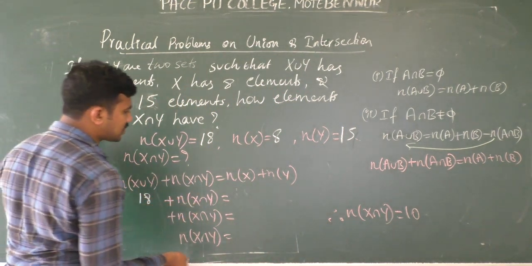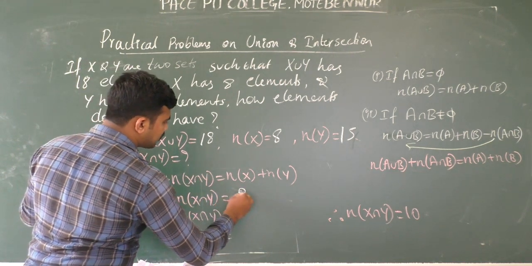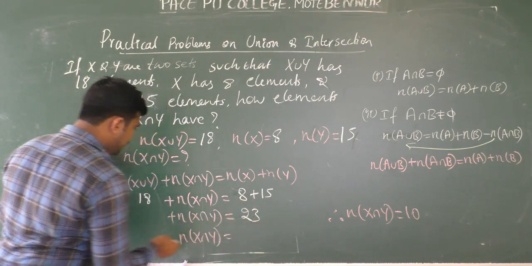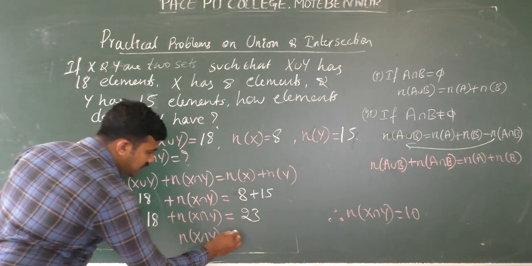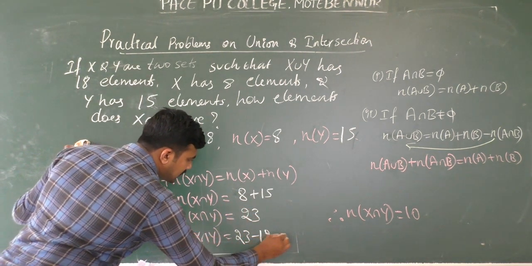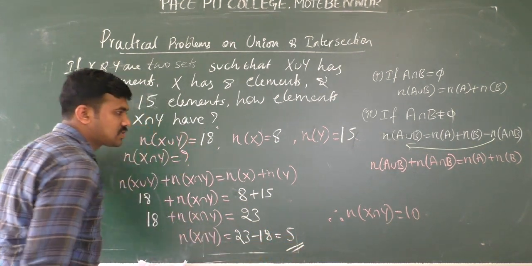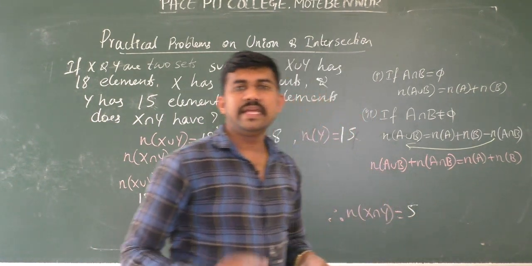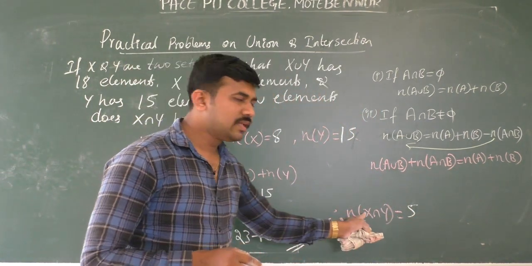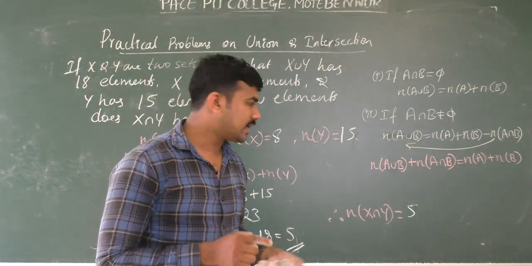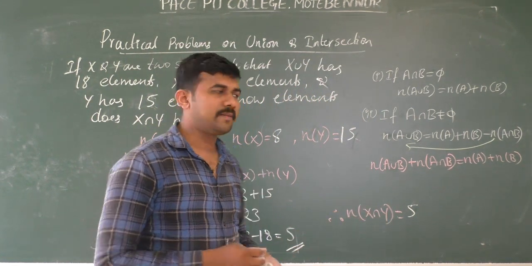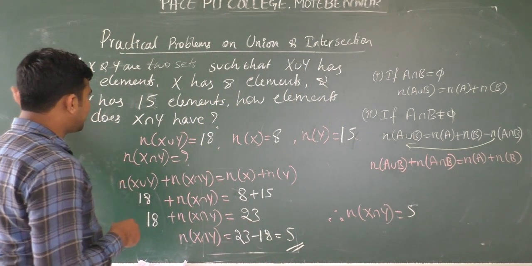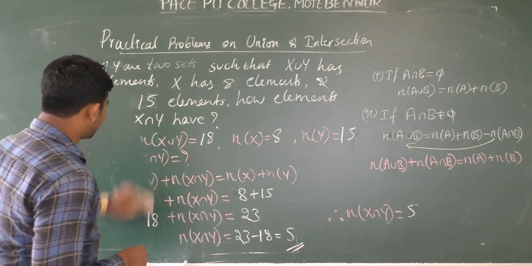Plus n of x intersection y is equal to n of x plus n of y. That is nothing but 23, and here 18. So 23 minus 18 is nothing but 5. So n of x intersection y is 5. It means the intersection of x and y contains 5 elements. Okay, so very simple question. Likewise, one more question we will solve and end our today's session.